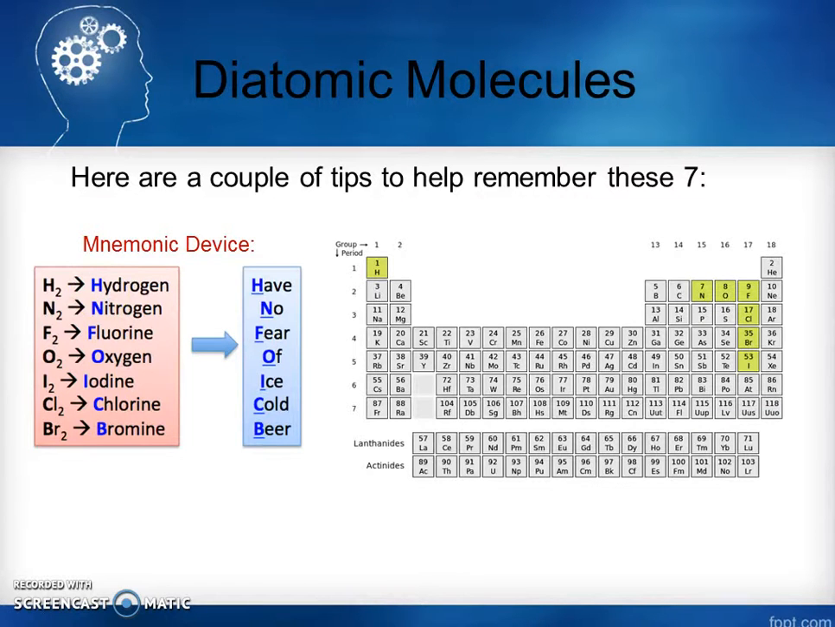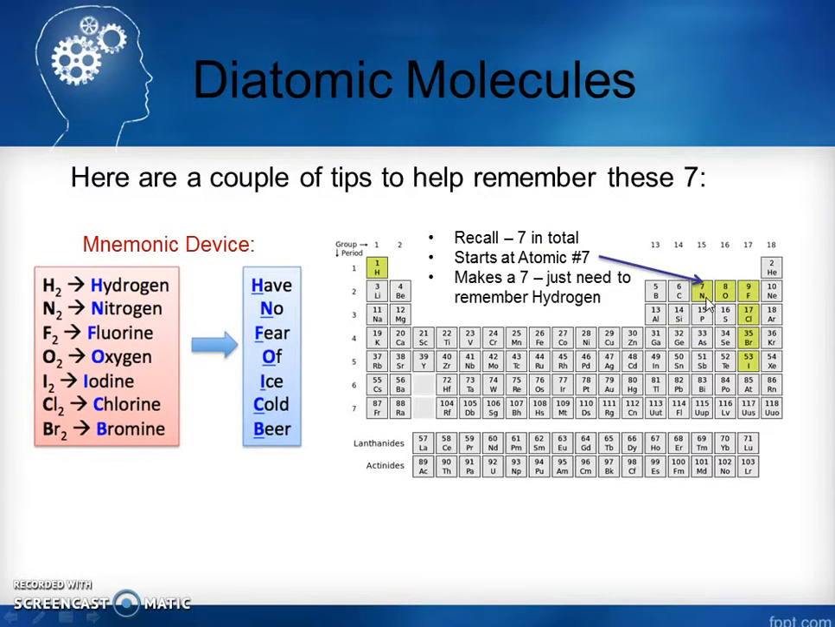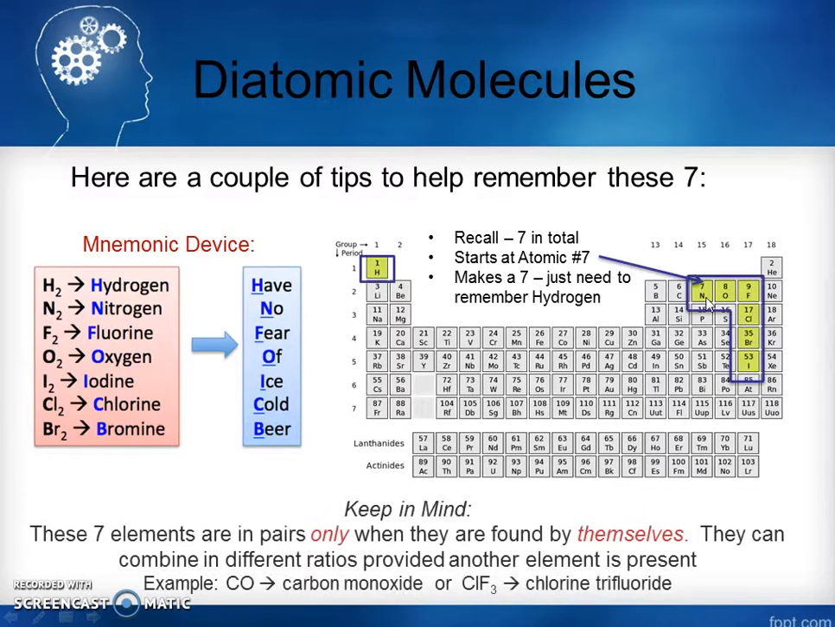Or this is another clever way using the periodic table. Recall there's 7. You can start with atomic number 7, which is nitrogen. And then look at this. It makes a 7. 3 across, and then go down another 3. You just have to remember hydrogen over here on the left.